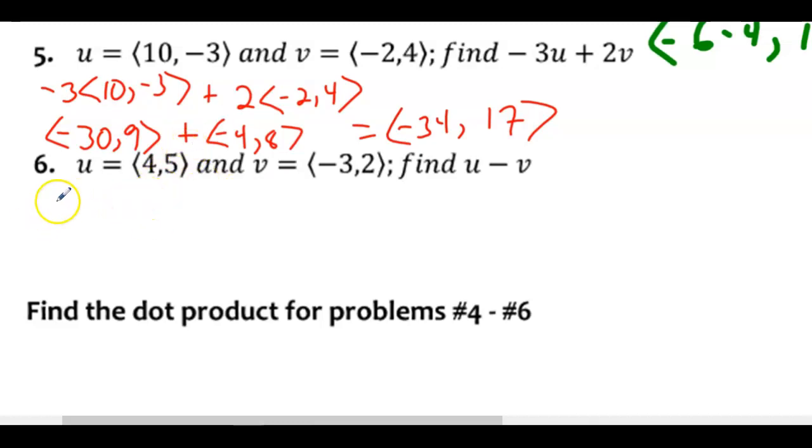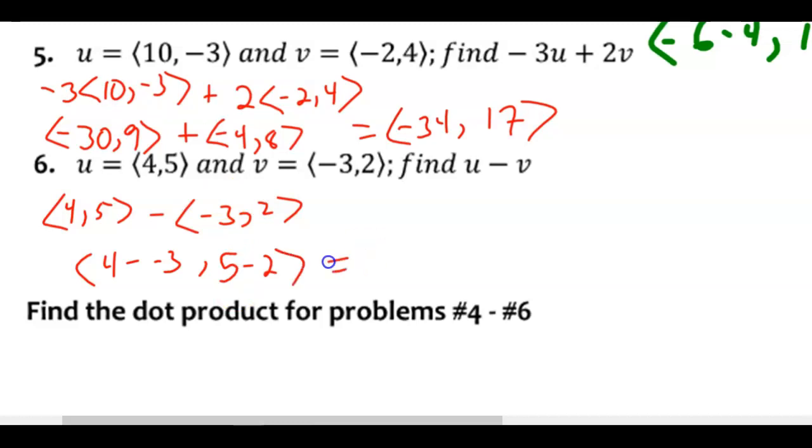For this one, u minus v. So I have vector 4, 5, minus vector negative 3, 2. Look, 4 minus negative 3, and 5 minus 2 gives us, right here, that becomes a plus, so that's 7. And that right there is going to be 3.